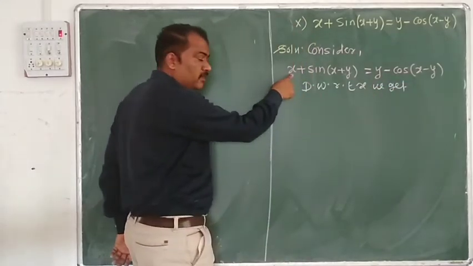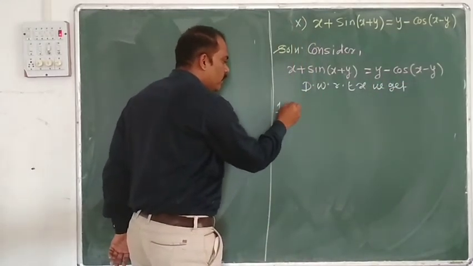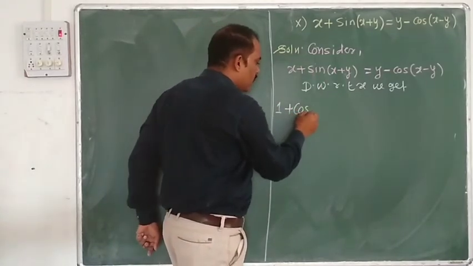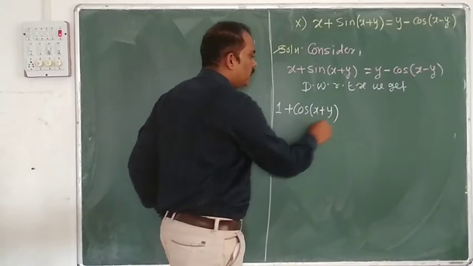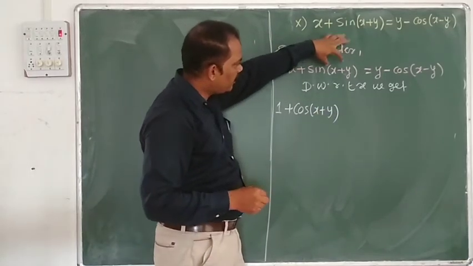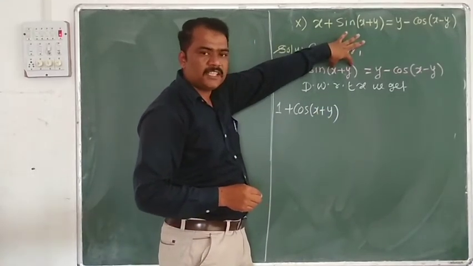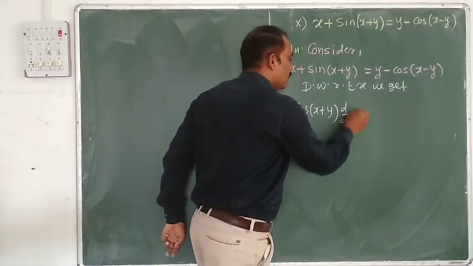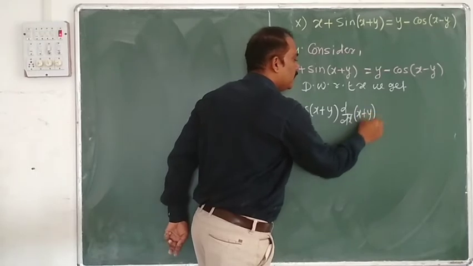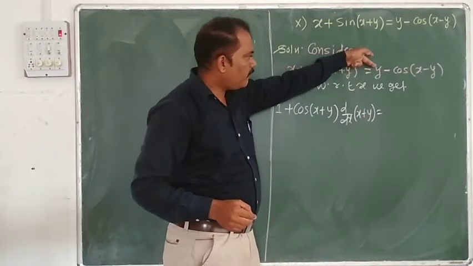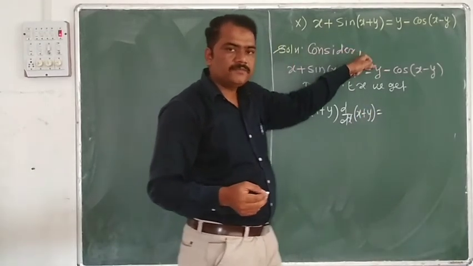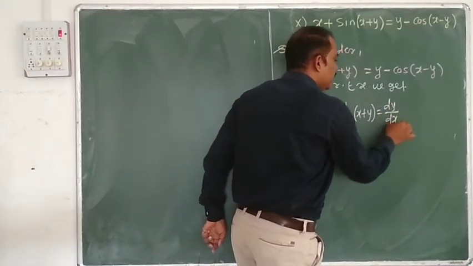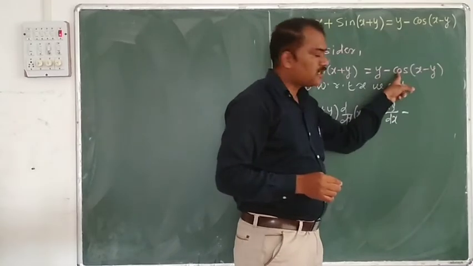What is the differentiation of x with respect to x? It is nothing but 1 plus. What is the derivative of sine? Derivative of sine is nothing but cos, angle as it is. First we keep the finger on sine, then we keep the finger on this bracket and take the derivative of this bracket with respect to x. So d/dx of x plus y is equal to, what is the derivative of y with respect to x? Yes, dy by dx.